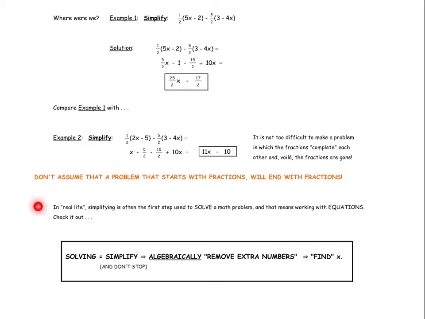In real life, however, simplifying does not usually come on its own. That's for standardized tests and tests that test if you can master these skills. Usually simplifying is the first step in solving a math problem, and solving means equations. So just to remind ourselves, in a solving situation, we simplify, but we don't stop. We algebraically remove numbers so that we find out what x equals.